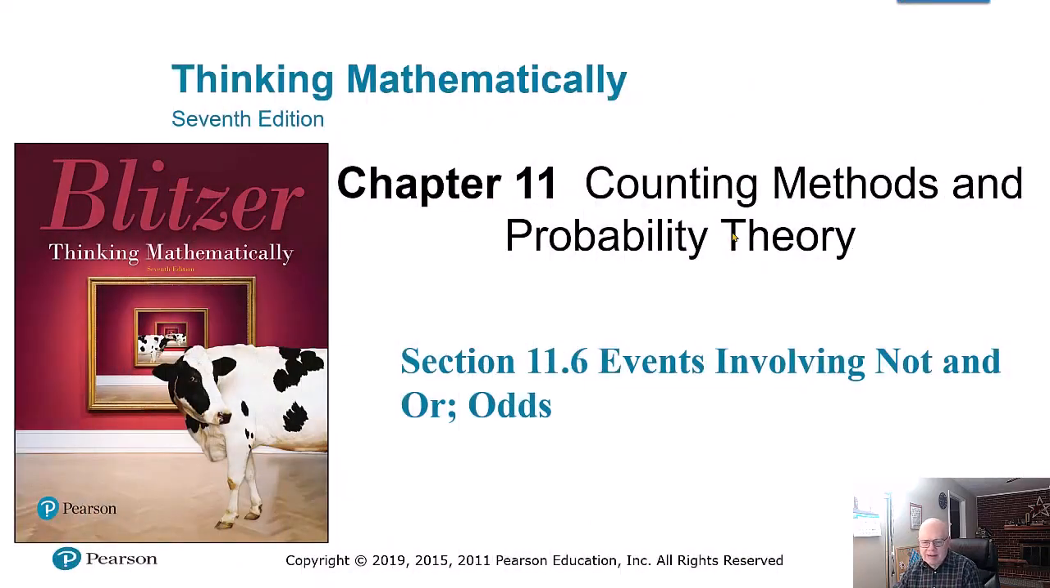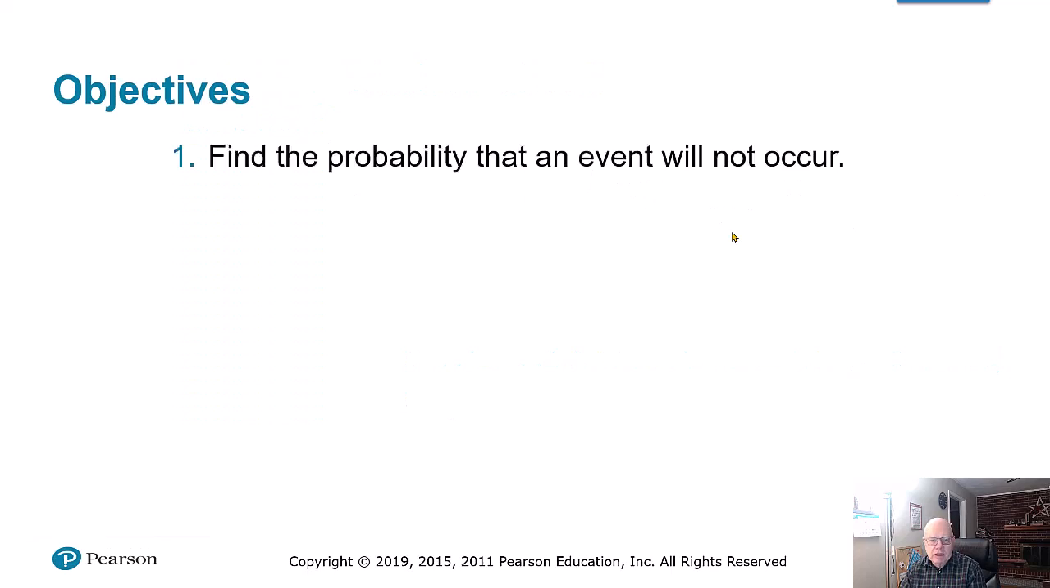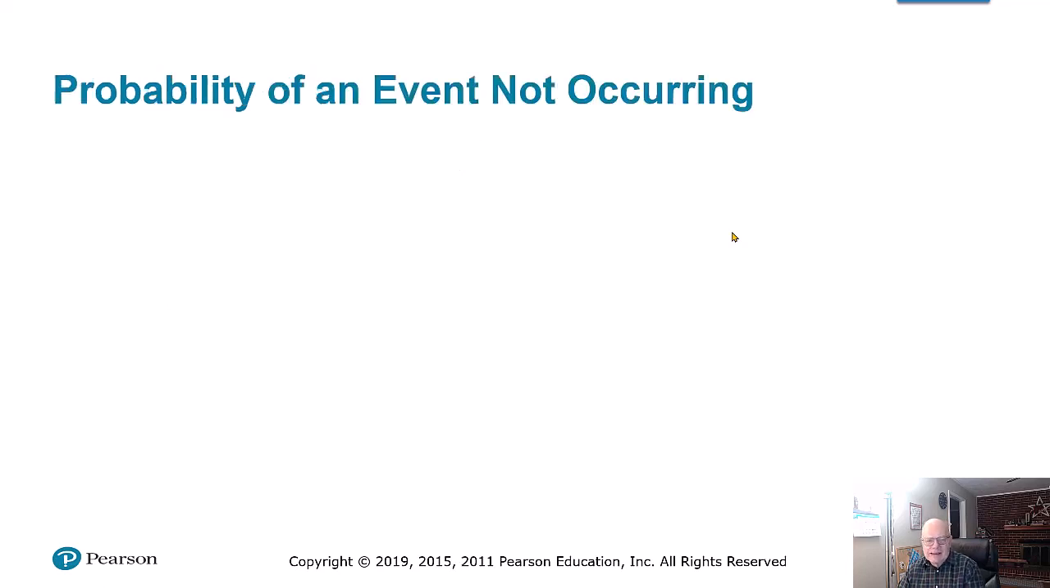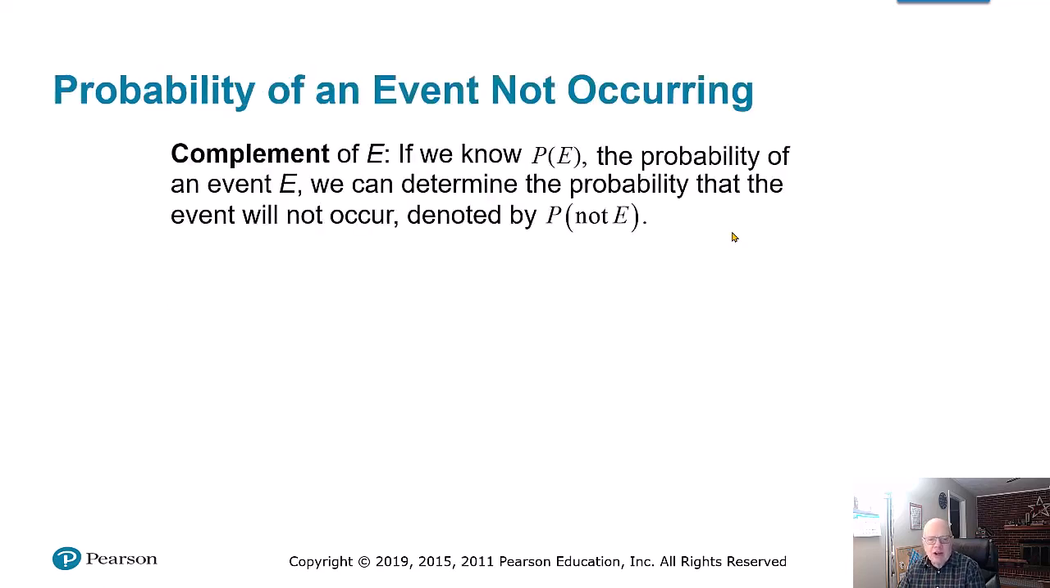So section 6, events involving not and or, and also about odds. First of all, we'll look at the probability an event will not occur. Remember, if you think of any kind of event, either it happens or it doesn't happen. So the probability of those two together will total 1. That's key. Also, the probability of one event or a second event occurring, and then use odds. So let's take a look at complement first.